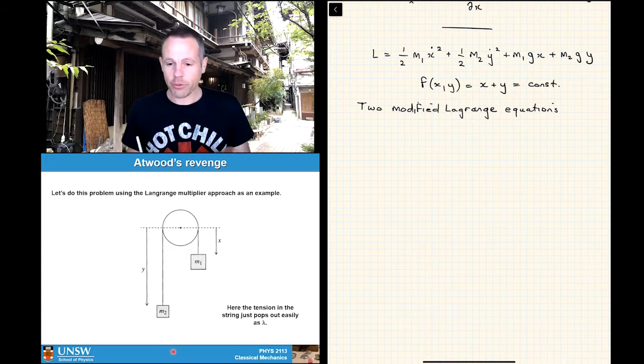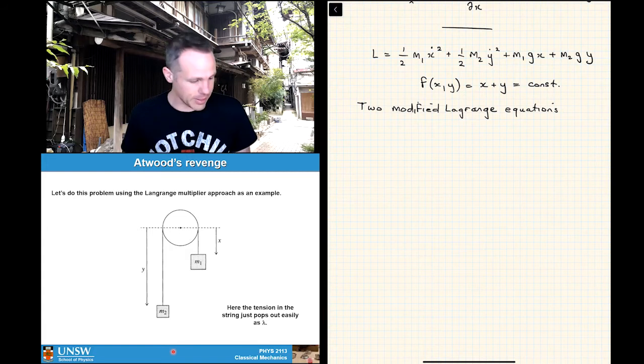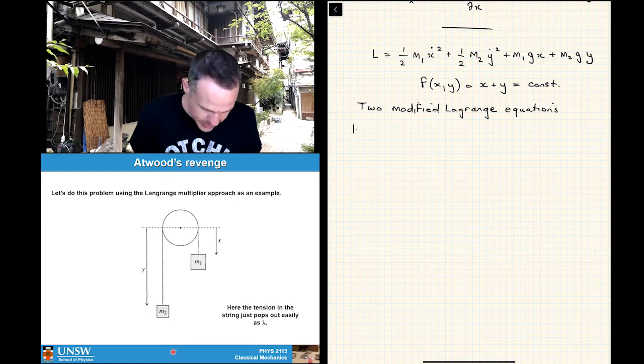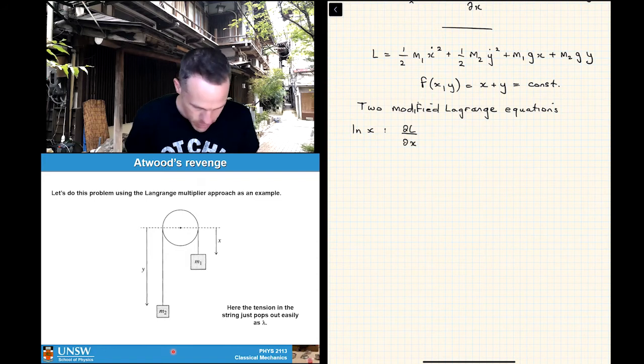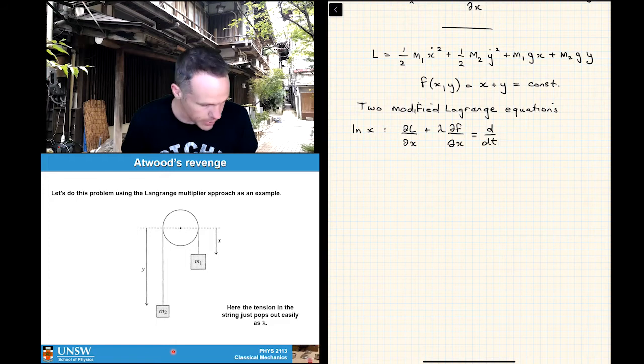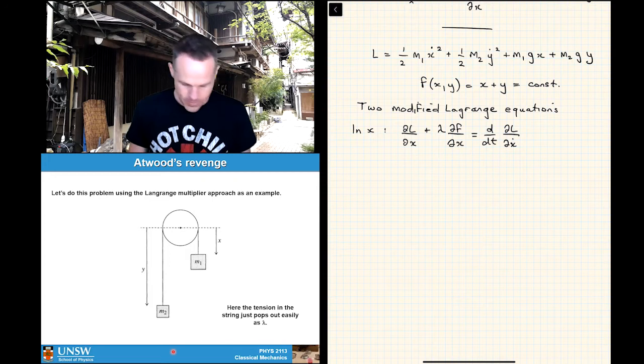Okay, so we've got two modified Lagrange equations. They're the ones that we just did, okay? So the first one is in x, and it's dL/dx plus lambda dF/dx equals d/dt of dL/dx dot, okay?